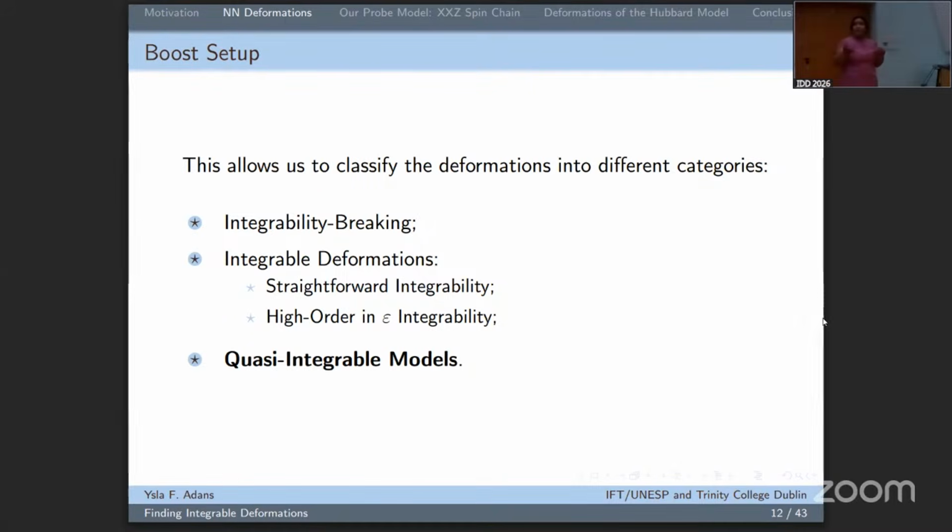So you can have these two types of integrable deformations, but you are also interested in something that lies in the middle between these two categories, which are the quasi-integrable models. These are some models that can be integrable up to some order, but there's nothing you can add in order to make them integrable up to that point. So let's see how this works with an example.